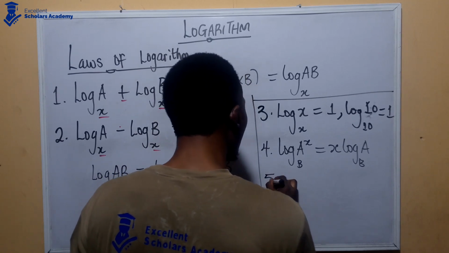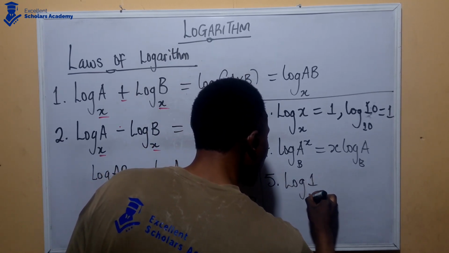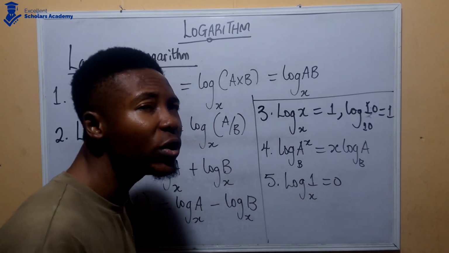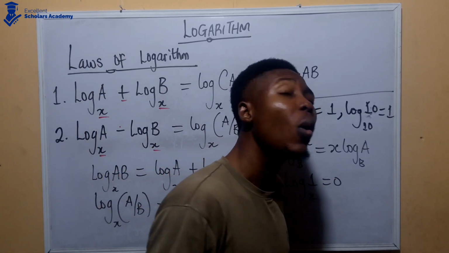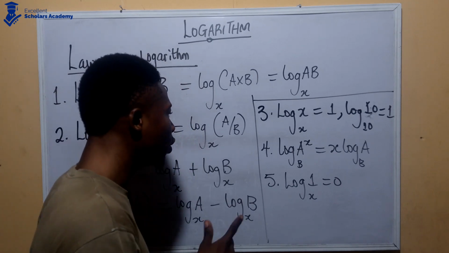Now another law says that log 1 to any base gives you 0. Log 1 to base 100 is still going to give you 0. You need to know that.